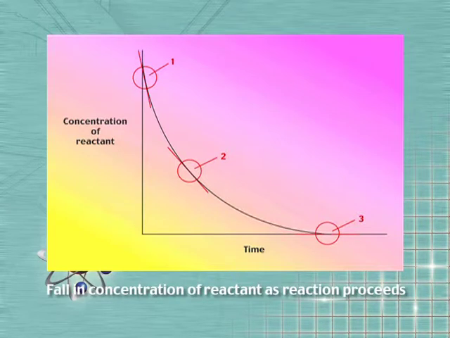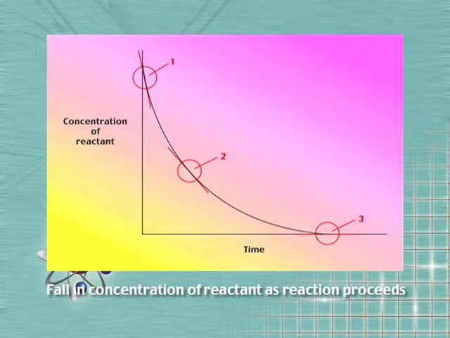The rate of reaction at any given time is given by the slope or gradient of the curve. The slope is negative because the concentration of the reactant is decreasing as it is used up. The rate of reaction is fastest at the start, where the negative gradient is steepest and the concentration of the reactant is at its maximum.